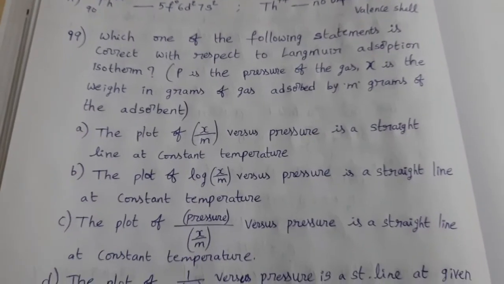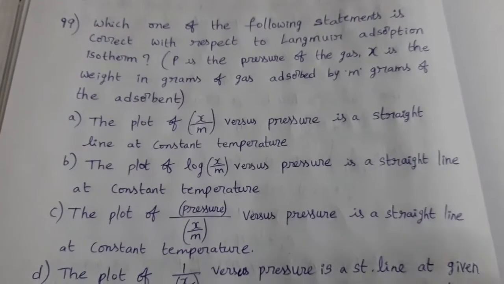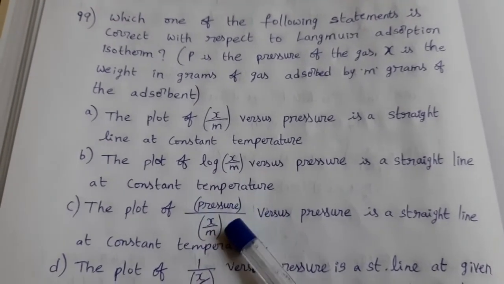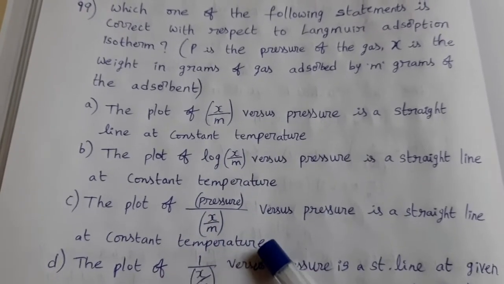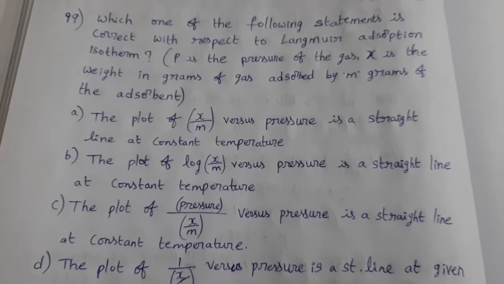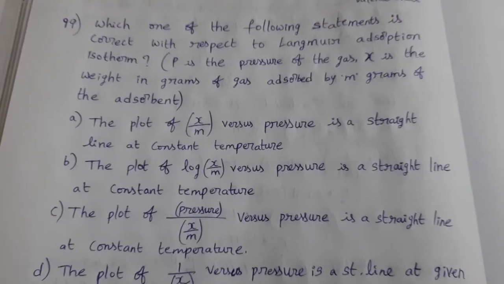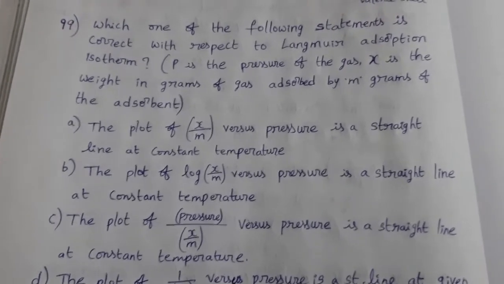So option C is the correct answer. The plot of pressure divided by x by m versus pressure is a straight line at constant temperature. So according to Langmuir, this is the correct option. Option C is the answer.